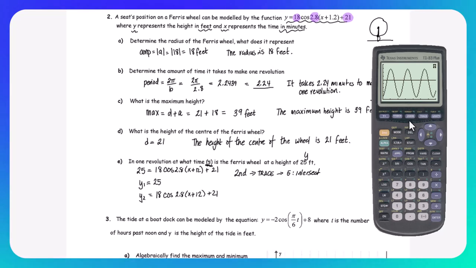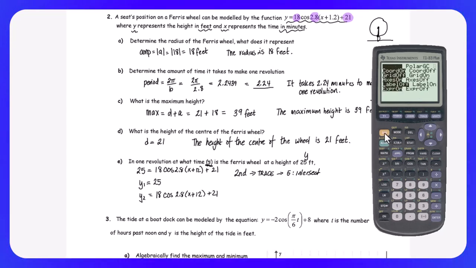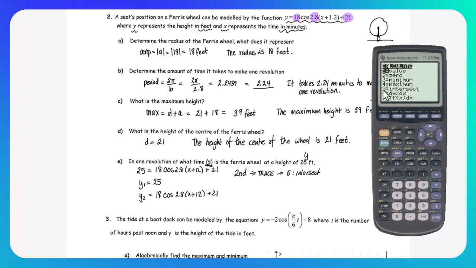So we're going to go second, zoom. Second, trace, my bad. Late at night, doing videos. There we go, 5. Now, remember, we have to go close to where the intersection is. So we're going to go to the first one first. Enter, enter, enter. And we get when y is 25, x is 0.563.